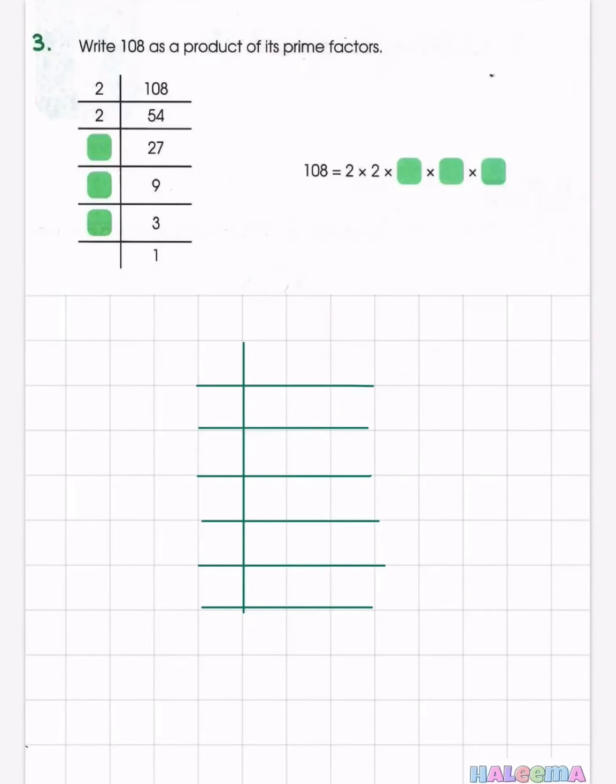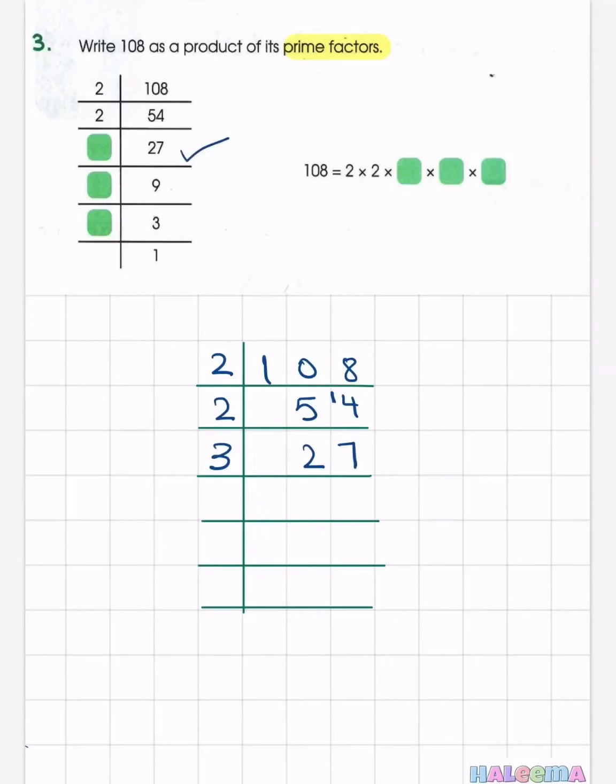This question says write 108 as a product of its prime factors. So the number is 108 and we have to do the same. Let's do the LCM. They've done it for you, but I'm going to do it again so that we do it together. 2 times 5 is 10 and 2 times 4 is 8. 2 times 2 is 4. Now 1 is left. We're going to shift it here. 2 times 7 is 14.